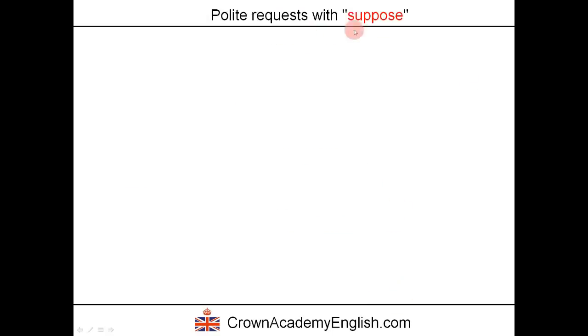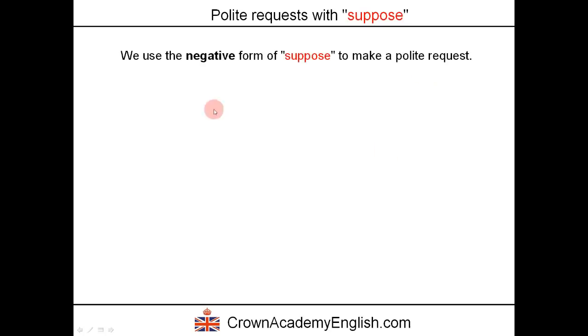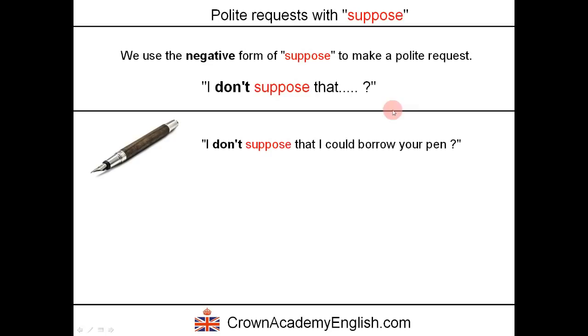Polite requests with suppose. So we use the negative form of suppose to make a polite request. "I don't suppose that." And at the end, if we write it, it's a question mark. Example: "I don't suppose that I could borrow your pen." So this is a very polite way of asking to borrow somebody's pen.